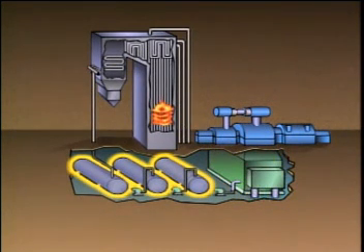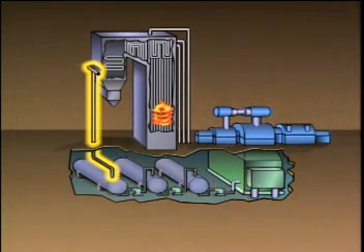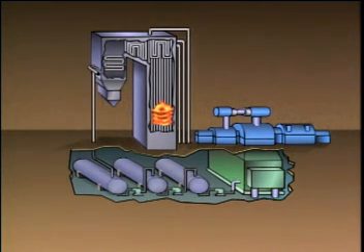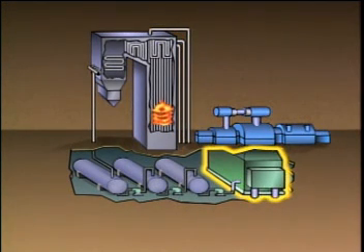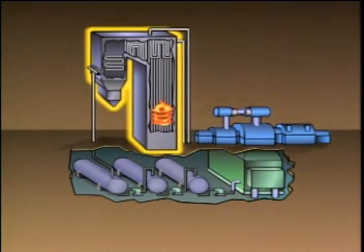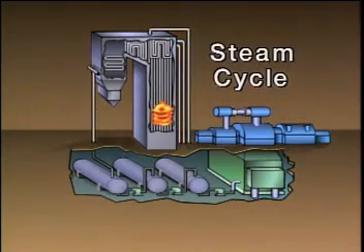The water is then pumped through a series of heaters and back to the boiler, where it's used again to produce more steam. The entire steam and water loop, from the boiler, through the turbine, into the condenser, and back to the boiler, is called the steam cycle.